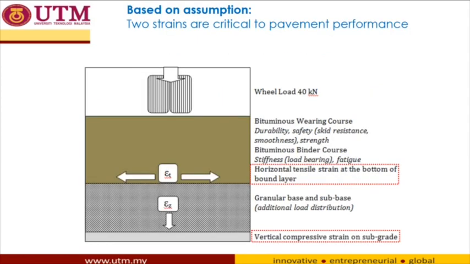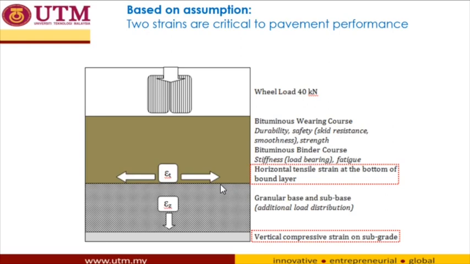Okay, in this design method, it considers two strains that are critical in the pavement. To explain about the strains, let's have a look at the figure provided. The sketch shows us the pavement layers and the wheel load of 40 kN. This considers half of the standard axle with two tires. The surface layer consists of bituminous wearing course and bituminous binder course.